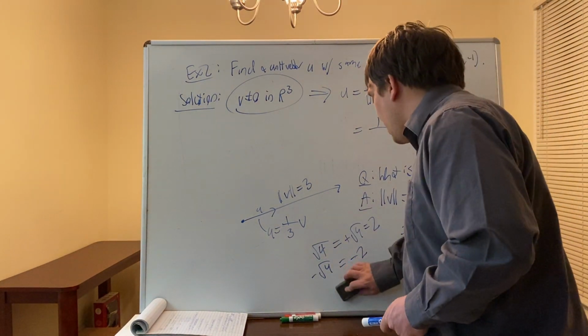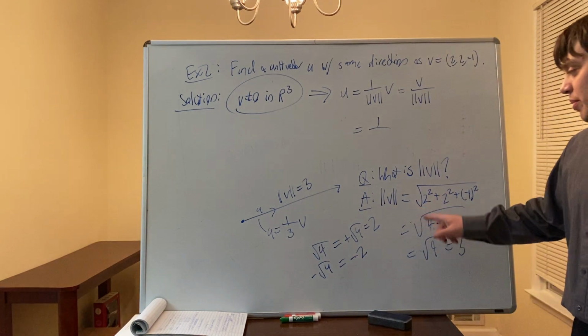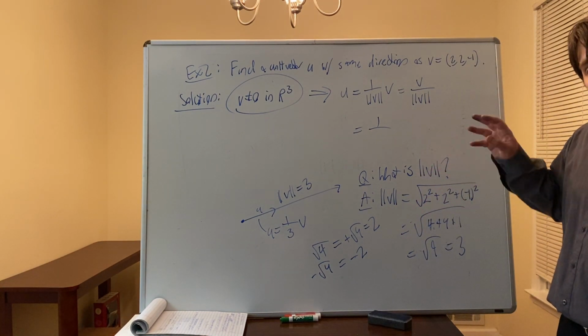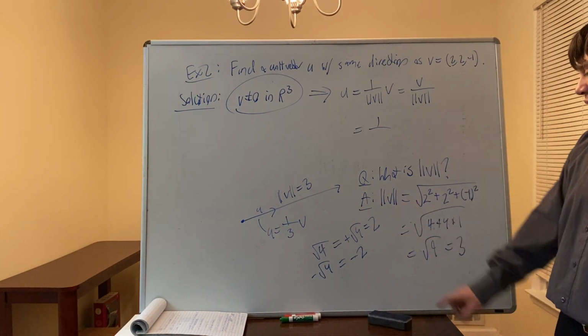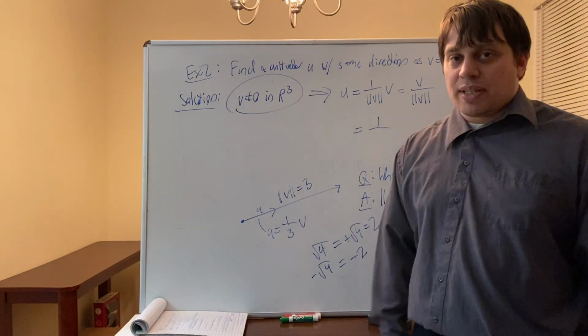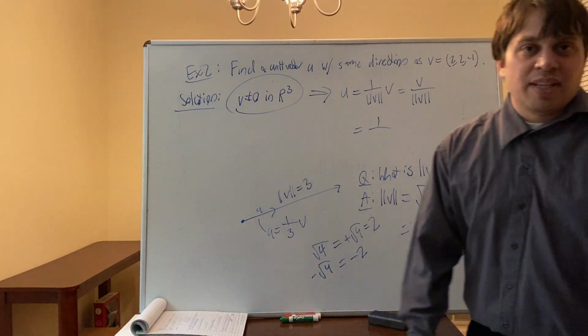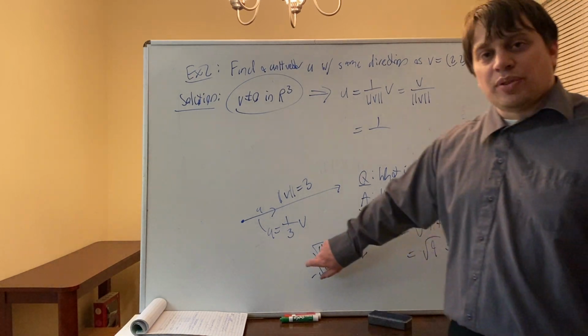And so here, in the definition of norm, when it says the norm of V is equal to the square root of something, it's only the positive square root. And so when we get that the norm of V is the square root of 9, it's not plus or minus 3. It's only 3. And that's built into the notation of the square root notation.